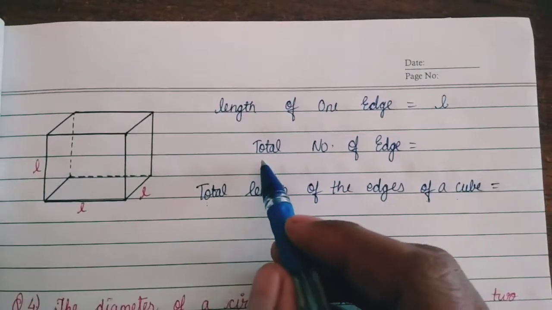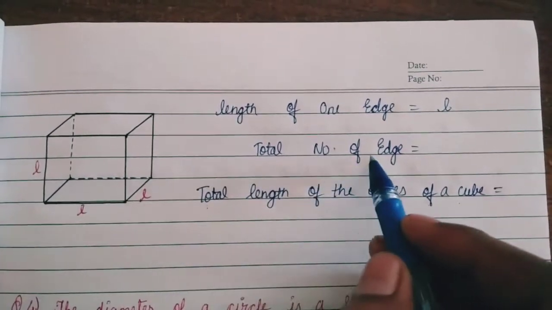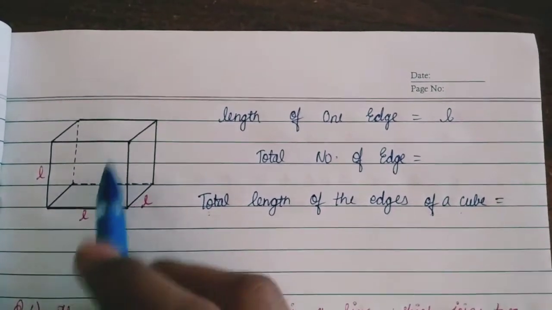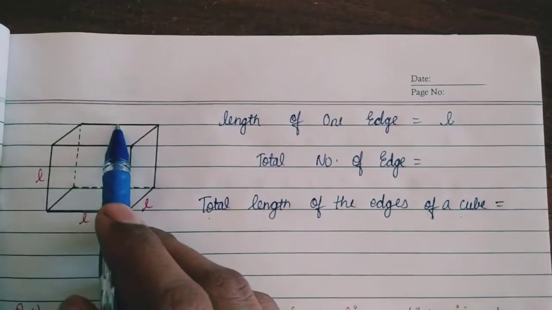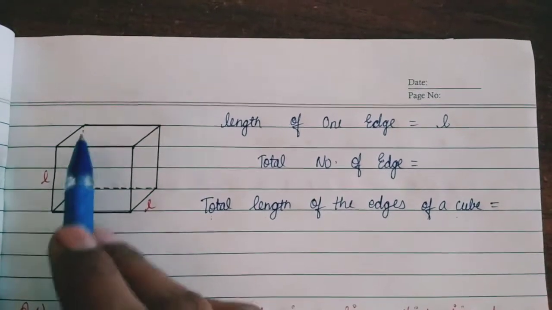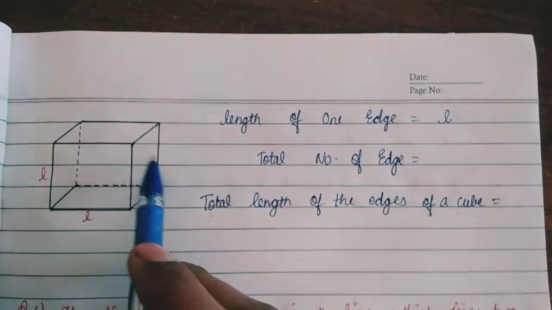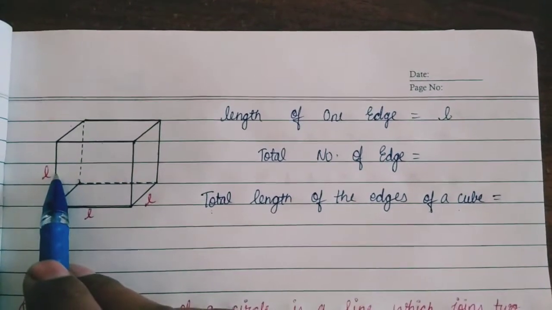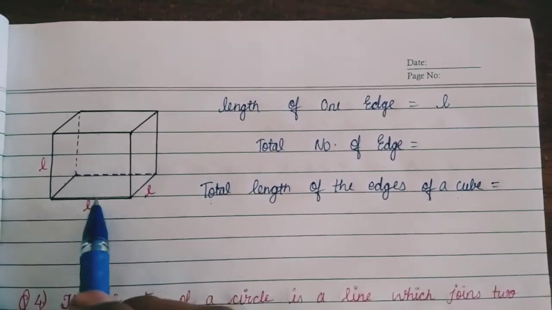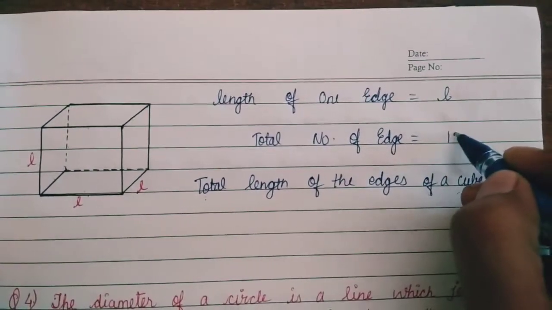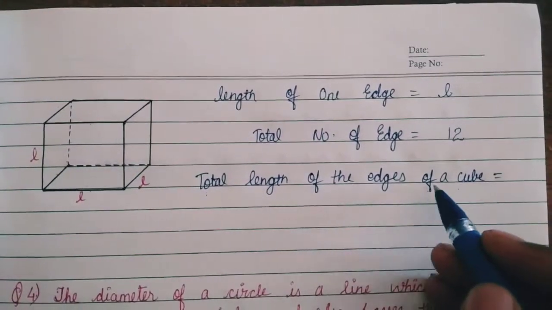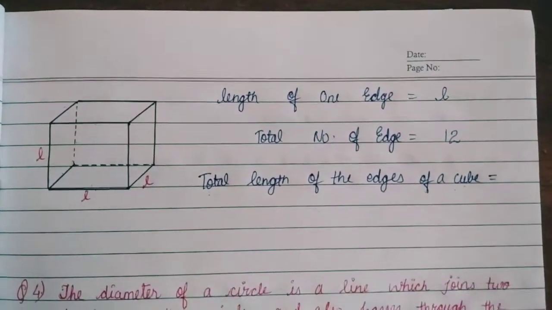So firstly we will find out the total number of edges. How many edges are in the cube? Simply we will count: 1, 2, 3, 4, then 5, which is dotted, 6, 7, 8. Now the downside: 9, 10, 11, 12. How many edges are here? 12. So that is the total length of the edges of the cube that we have to find.